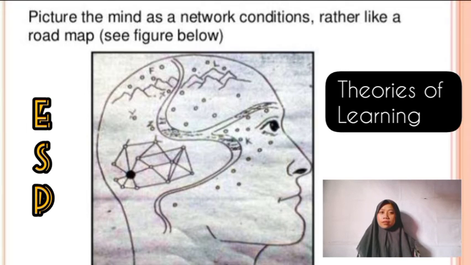There is also a model of learning. One of the learning methods presented in this material is to describe the mind as a network of connections, more like a road map. In practice, the implication is that language description and learning theories must be chosen according to the needs of learners.